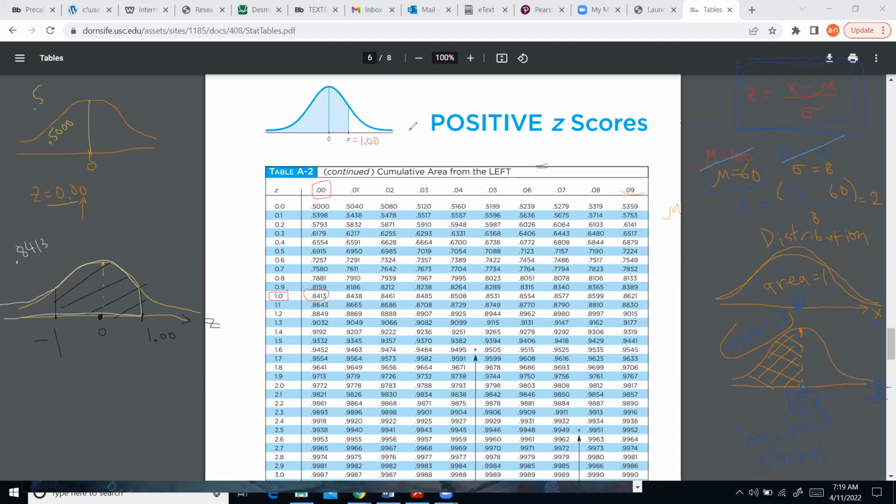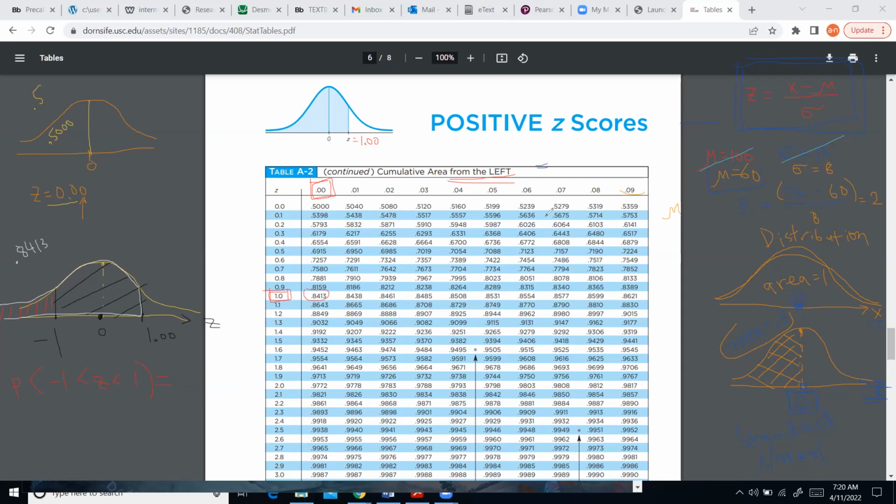And again, how I found it: I went to the intersection of the row with a 1 and the column with a 0 of those hundreds. It's good to realize that area is always from the left, and it reminds us here that we have a little extra that we don't really need in this question, which asks us to find the area in between plus and minus 1. So I can write it the following way: the probability, that's area, that z is in between minus 1 and plus 1. That's what I'm trying to find.